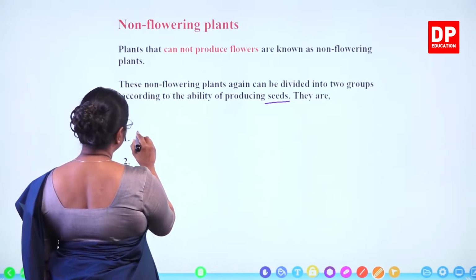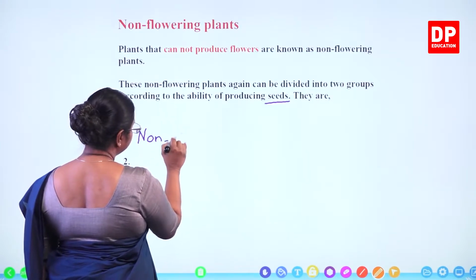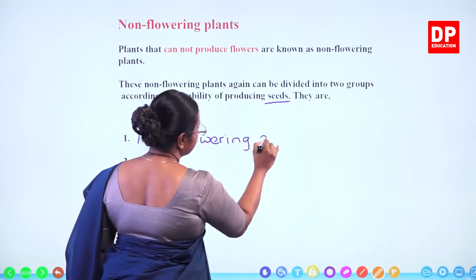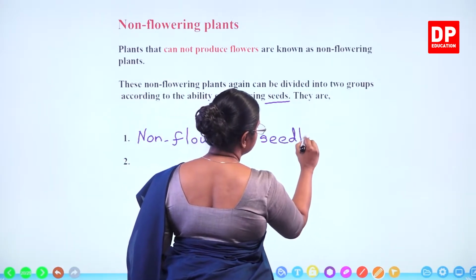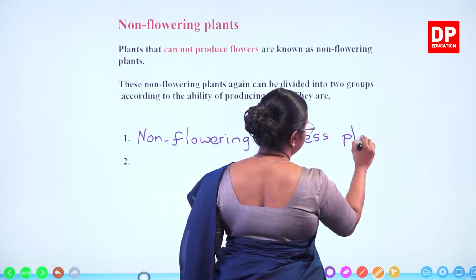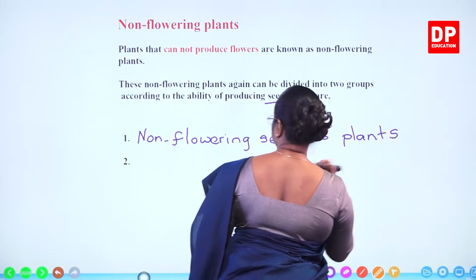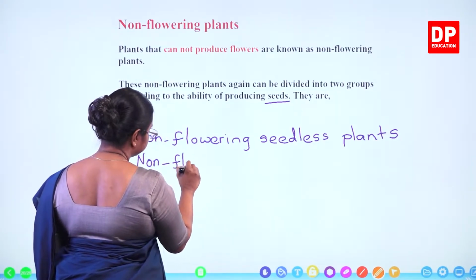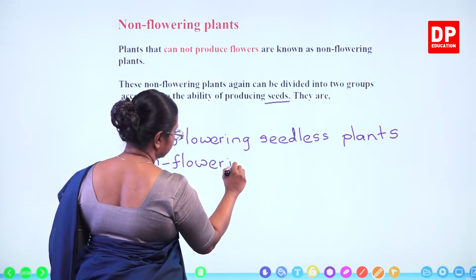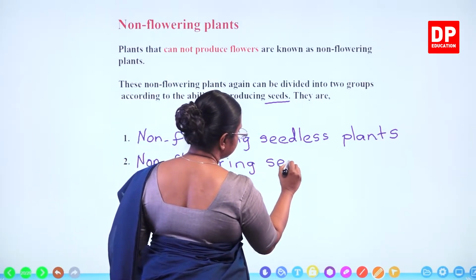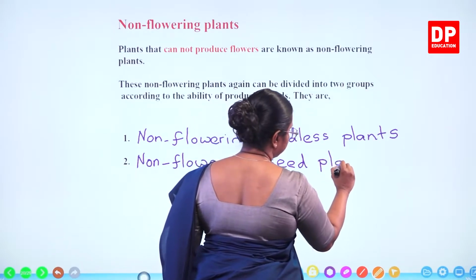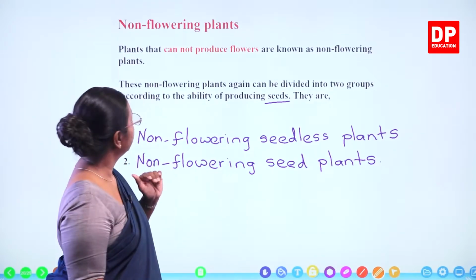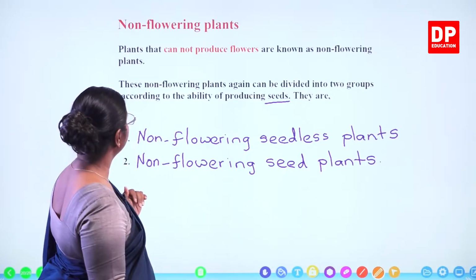So the two groups are non-flowering seedless plants and non-flowering seed plants. So these are two groups under non-flowering plants.